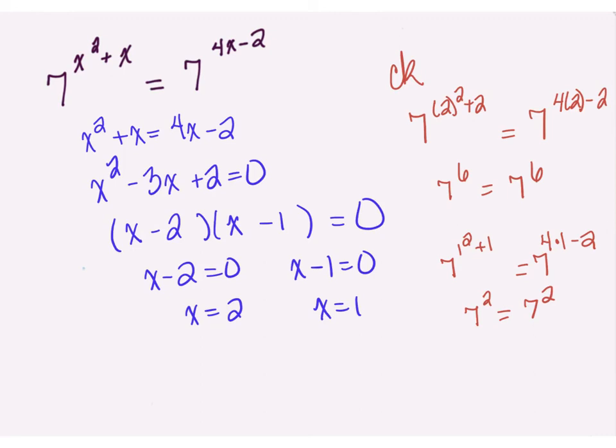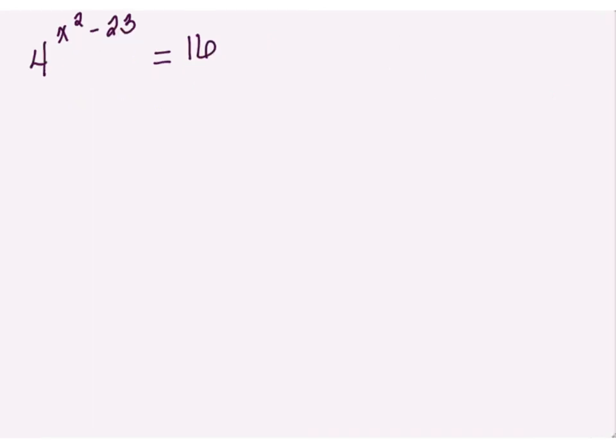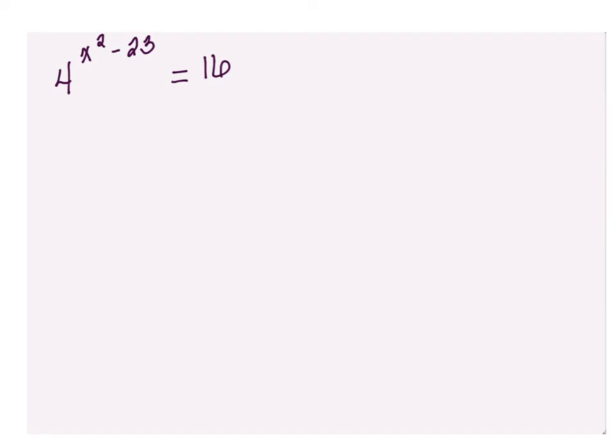So now we're going to look at rewriting. What I have here is 4 to the x squared minus 23 power, and it's equal to 16. And that 16 is raised to the 1st power. But our bases are not the same. I've got 4 and I've got 16. These bases are not the same. But if I can rewrite one of them or both of them so that they do have the same base, it's a much easier equation to solve. Now, next week we're going to talk about how to solve them if they're not equal. But right now, if you can rewrite them as the same base, you're in much better shape.